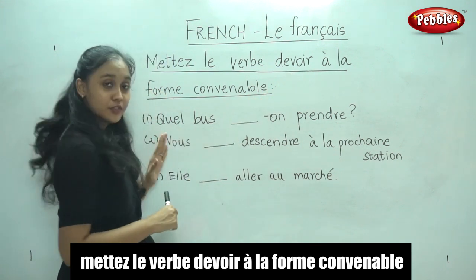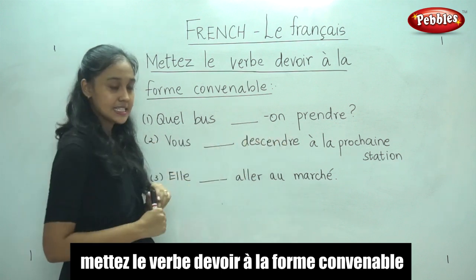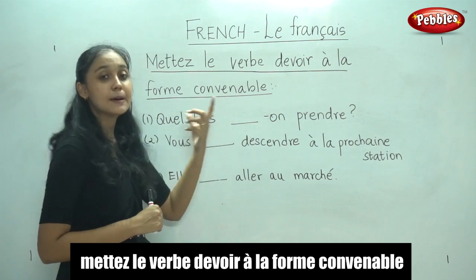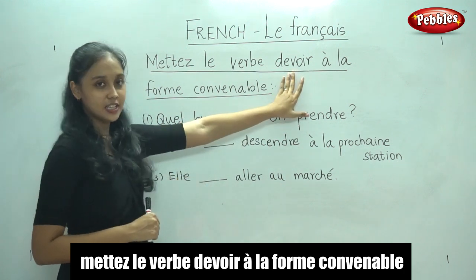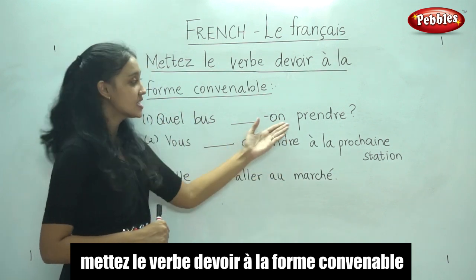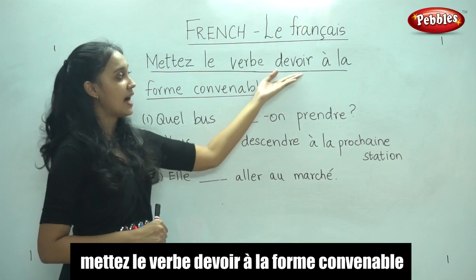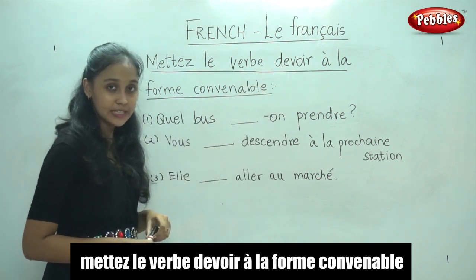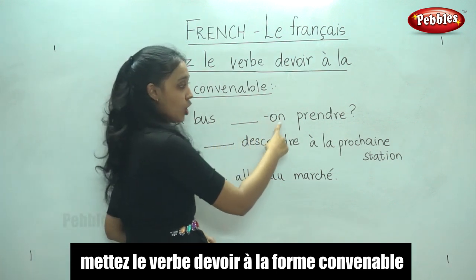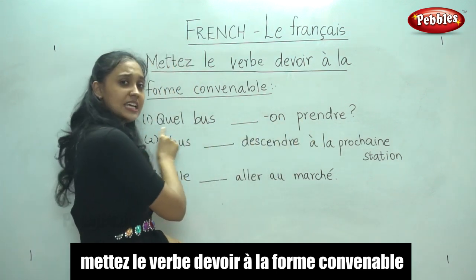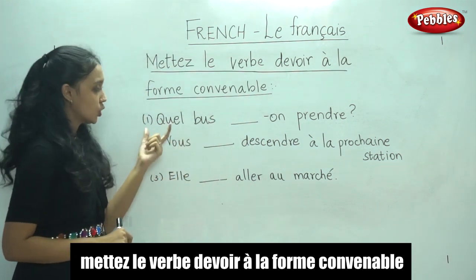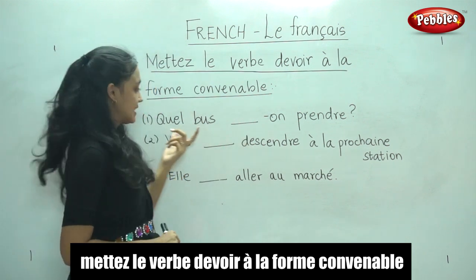So what you have to do here is read the sentence. First read the sentence. Understand for which subject pronoun we should conjugate devoir. Very simple. So shall we begin? The first sentence is: Quel bus dash en prendre. Now in this sentence we do not have a subject pronoun, so we need to read and understand the sentence.